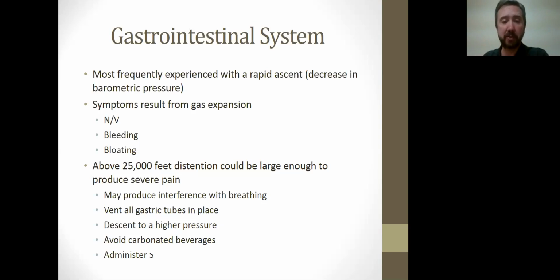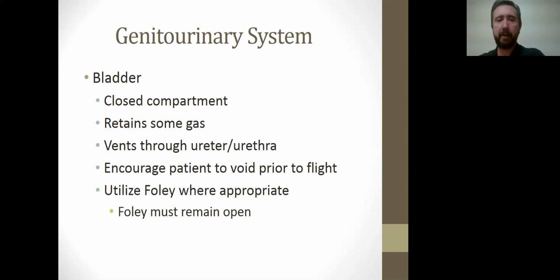A lot of the manufacturers of gastric tubes, specifically NG, already have the open ports. Okay. Again, we may have to descend to a higher pressure. On a clinical standpoint, as a crew member, watch what you're eating before you go. Okay, a Coke and a cabbage will not be ideal. All right. Of course, the bladder, okay, retains some gas as well, which would cause that expansion. So we're going to make sure that we put a Foley in place if appropriate.